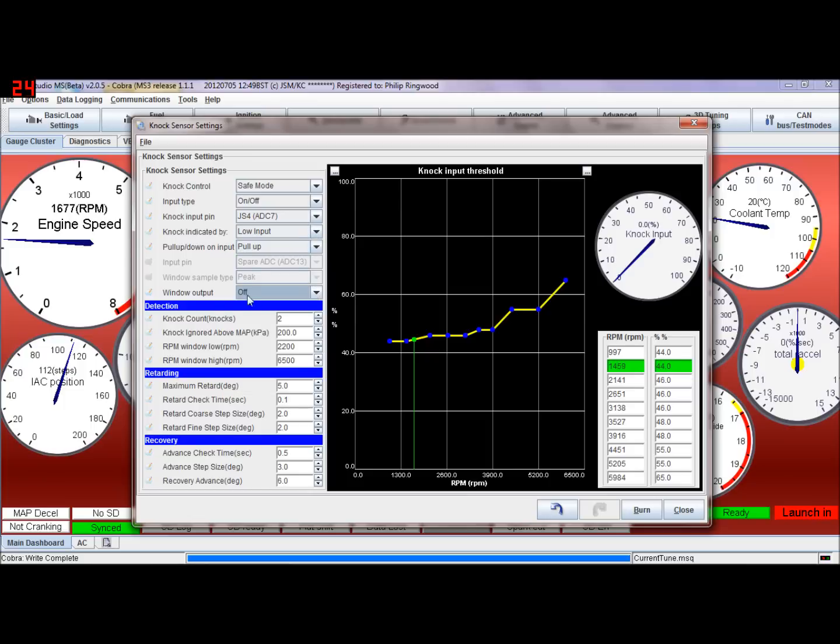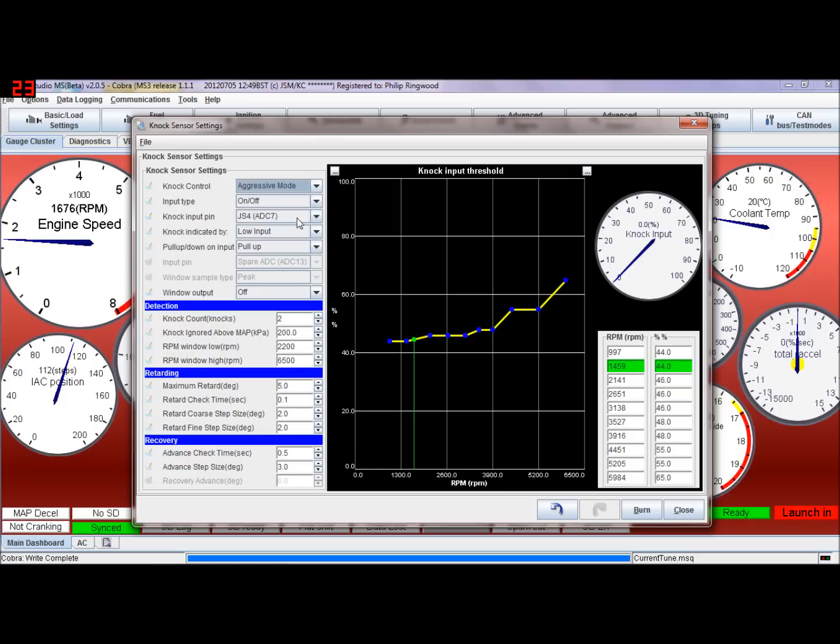You can have a window if you want to say that an output comes on to say it's detected knock, and then this is how many knock counts it sees before it starts to retard the ignition. So basically this system retards ignition maximum depending on how much knock it sees. The more knock it sees, the more it will retard the ignition. After up to a time period, it'll start advancing the ignition back to where it was.